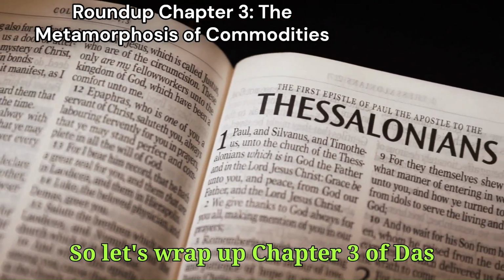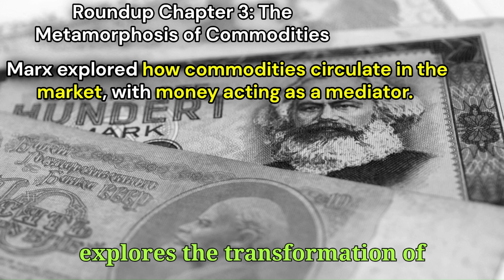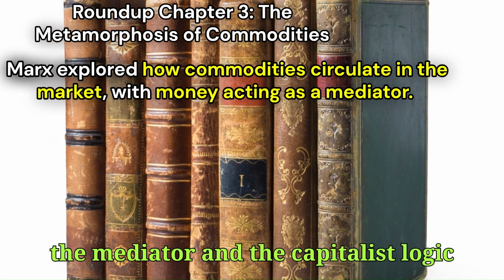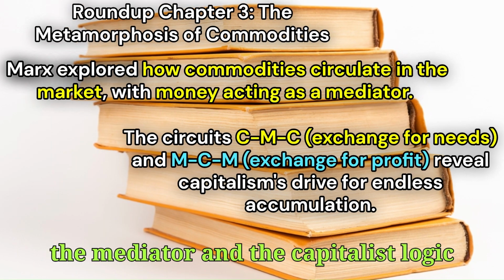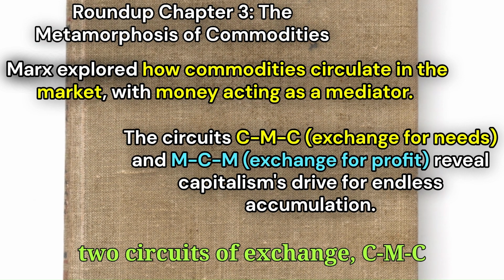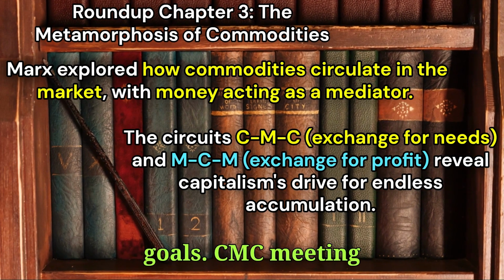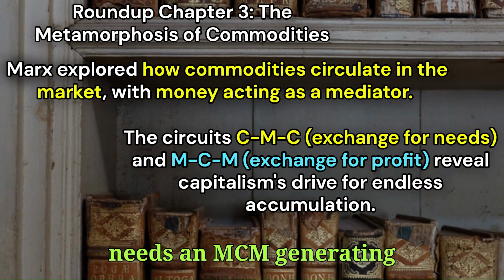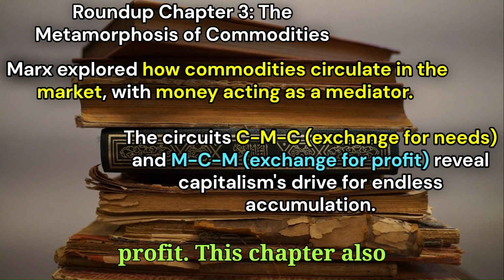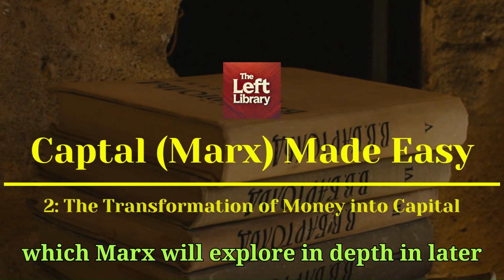So, let's wrap up chapter 3 of Das Kapital. In chapter 3, Marx explores the transformation of commodities in the market, emphasizing the role of money as the mediator and the capitalist logic of accumulation. We looked at the two circuits of exchange, CMC and MCM, which represent two opposing goals: CMC meeting needs, and MCM generating profit. This chapter also introduced the concept of surplus value, which Marx will explore in depth in later chapters.